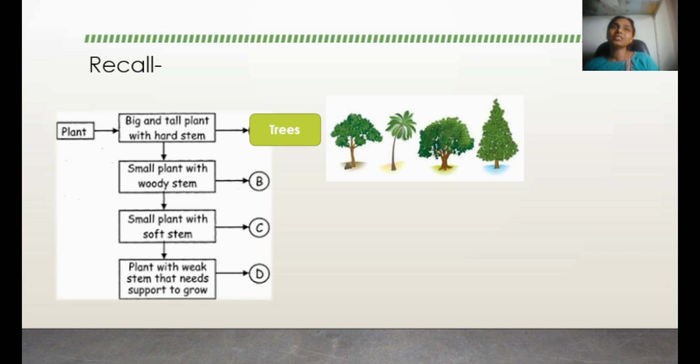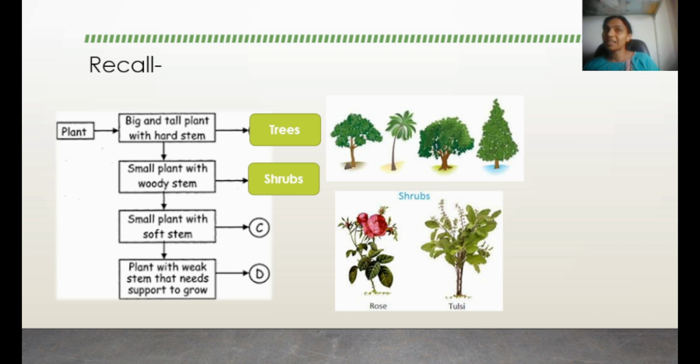A plant with a woody stem is called a shrub. Examples of shrubs are rose, tulsi, and hibiscus. These are all examples of shrubs. If you look at shrubs, the stems are thin, but they are very hard and woody. Another characteristic of shrubs is that the branches come out from the lower part of the main stem. Whereas in trees, the branches come out after the main trunk reaches a certain height.